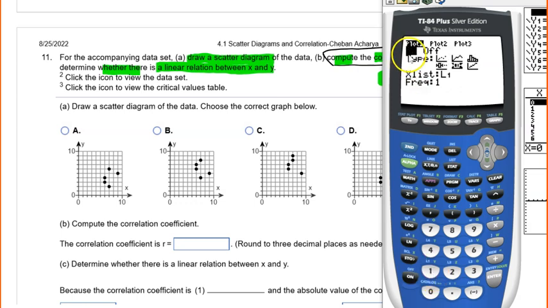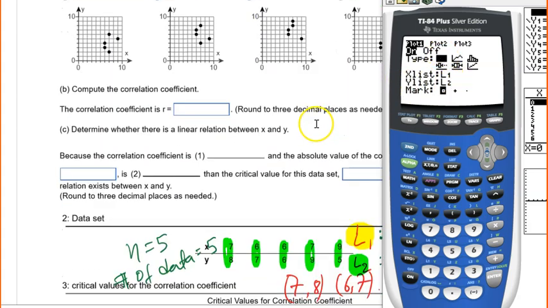Okay, now this has to be on. If your highlight is blinking on and off, you use this arrow to bring your cursor onto it, and you go to the type. It should be highlighted. Press enter, and you see X list L1, Y list L2.